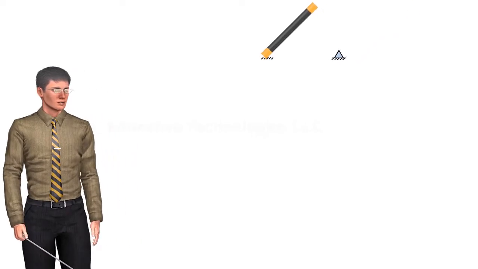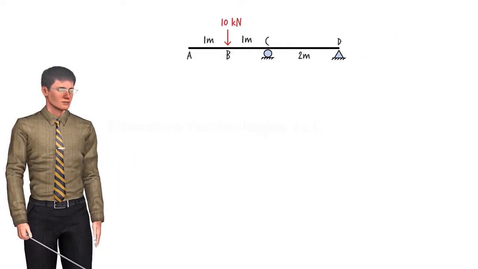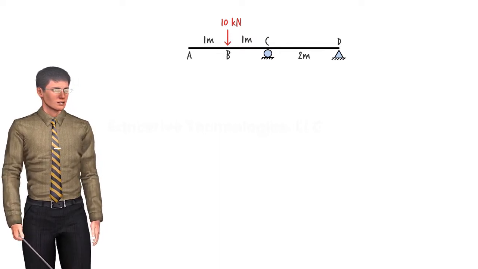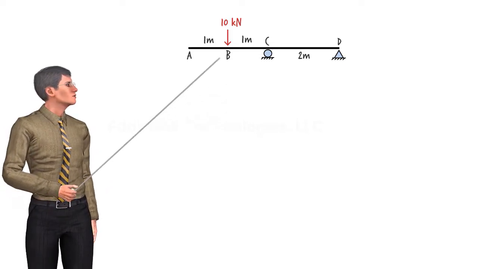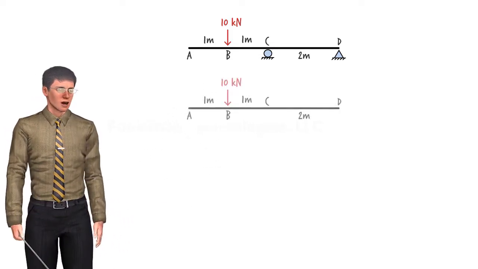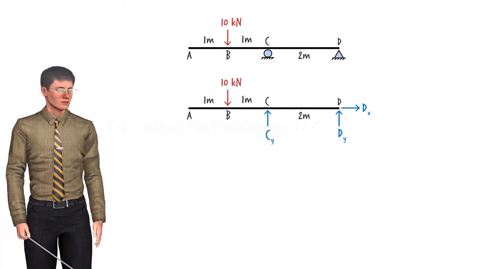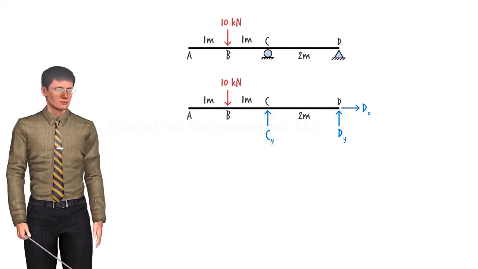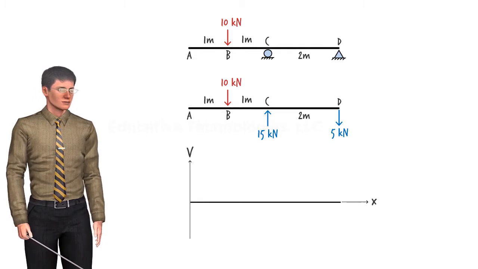Let us go through another example showing how to draw the shear diagram directly from the free body diagram. Consider this beam. It is subjected to a concentrated load of 10 kilonewtons at point B. First, we draw the free body diagram for the beam. Then, we use the static equilibrium equations to calculate the support reactions.